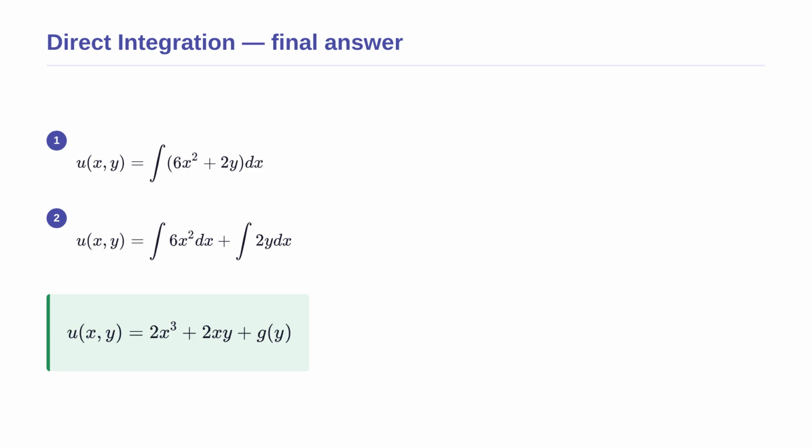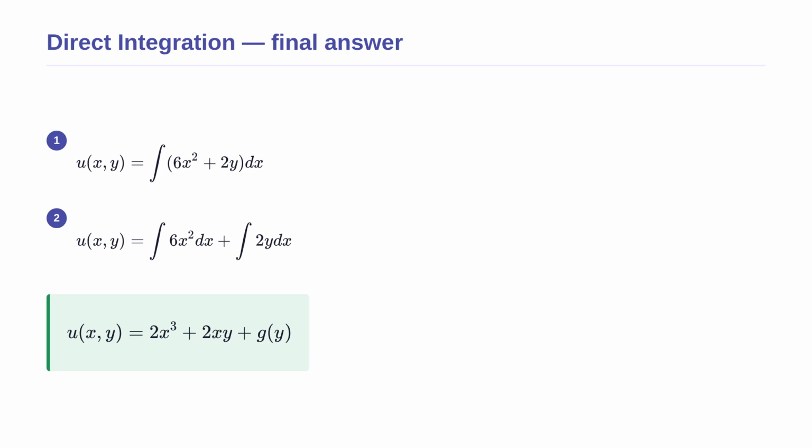Let us solve this step by step. We are given the partial derivative with respect to x, so we set up the integral of the right side with respect to x. We integrate each term separately. The integral of 6x squared uses the standard power rule, giving us 2x cubed. For the second term, 2y is treated as a constant multiplier for x, so it integrates to 2xy.